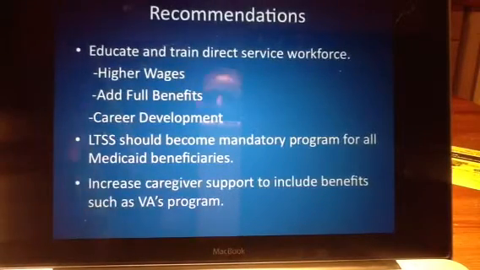So my recommendations include to educate and train the current direct service workforce, and this includes higher wages, adding full benefits, and including career development. LTSS should become a mandatory program for all Medicaid beneficiaries. We should also increase caregiver support to include benefits such as the VA's program.